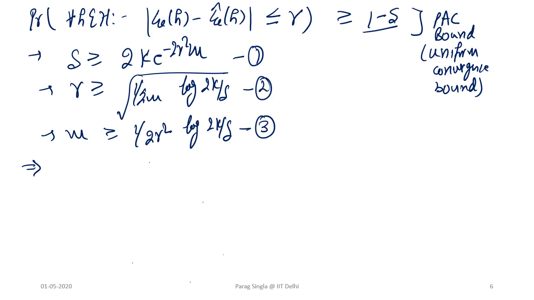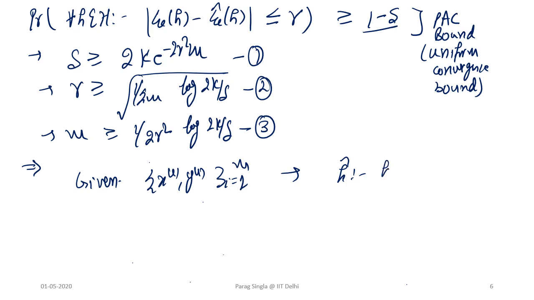But if you think about it, what we are really interested in is that, given this data, x i, y i, i equal to 1 to m, I am going to minimize my training error, or some proxy for training error, for example some kind of squared error. I'm going to get some hypothesis h hat, and let's say h hat is exactly the hypothesis which minimizes my training error.